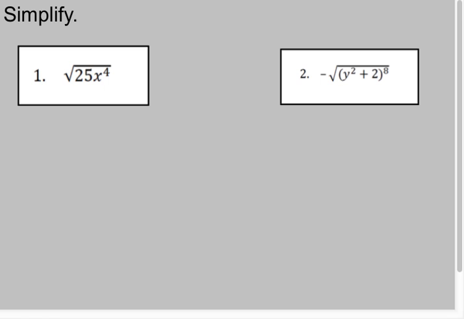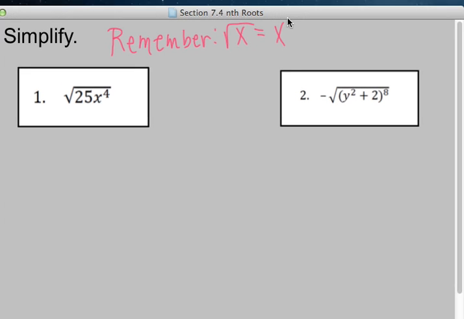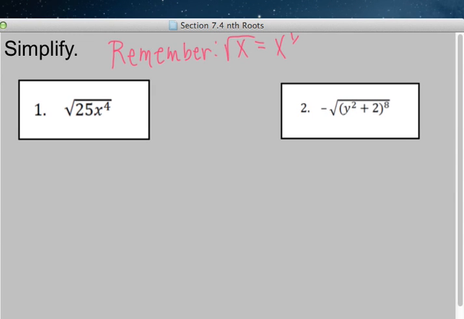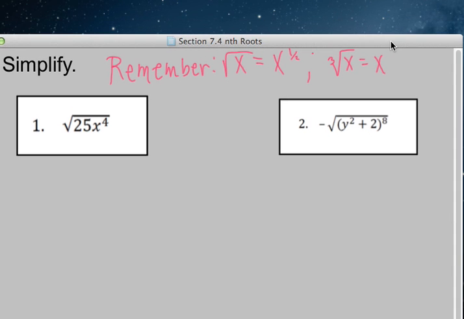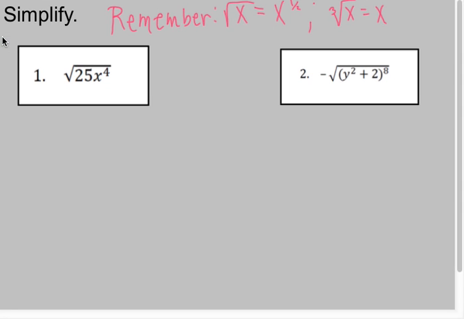So number one, I need to simplify. So this is a square root. And before we even go ahead and do this, I just want to remind you that the square root of x is really the same as x to the 1/2 power. Okay, and also that the cubed root of x is really just x to the 1/3 power. And I could do this for any of them. So if I have the nth root of x, it's really x to the 1/n. Okay, so that will help us out in the future.